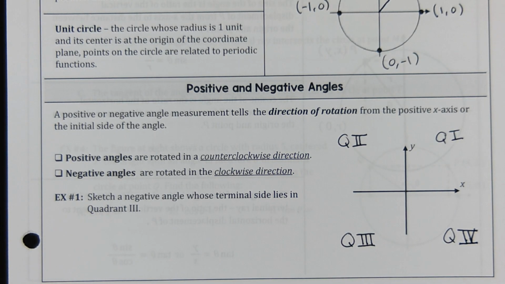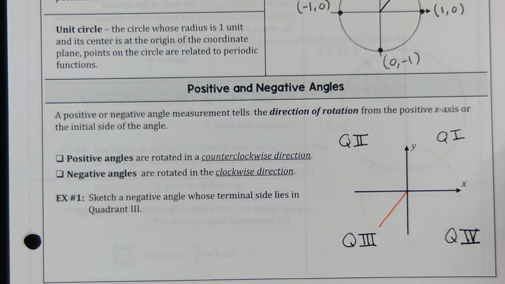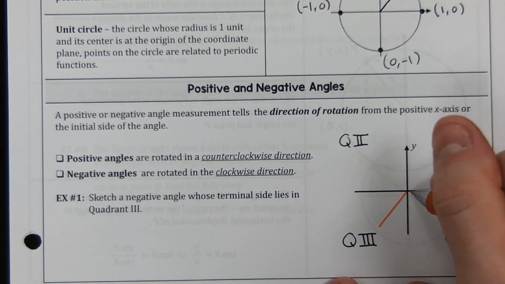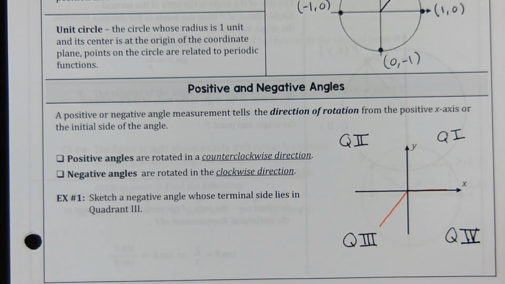It says, sketch an angle whose terminal side is in quadrant 2. 3. I can read. 3. There it is. You don't need the other side that's on the positive x-axis, but I drew it anyway. It's hard to see, but there it is in orange.